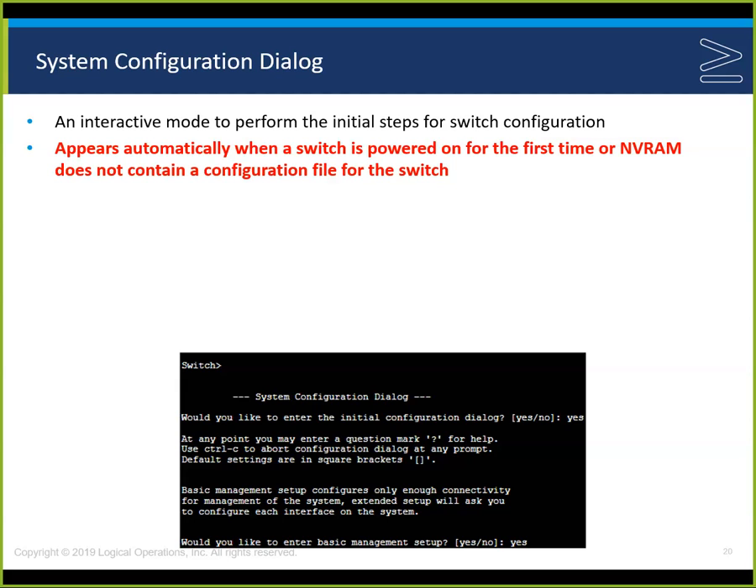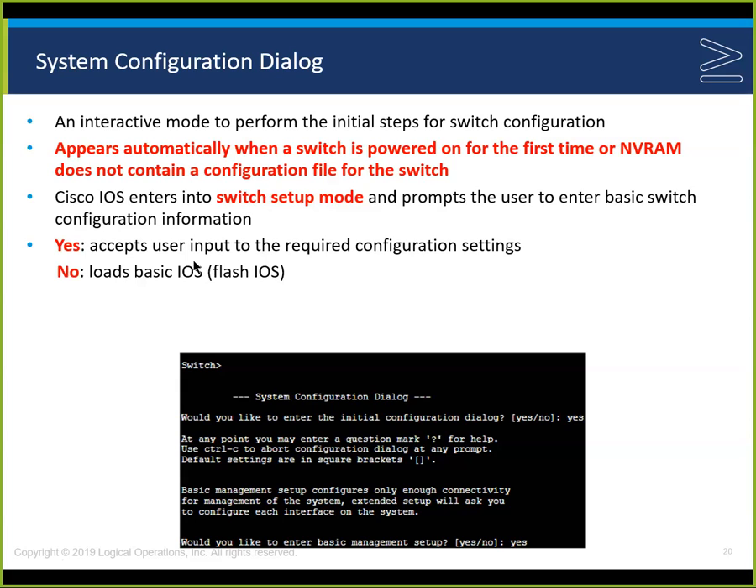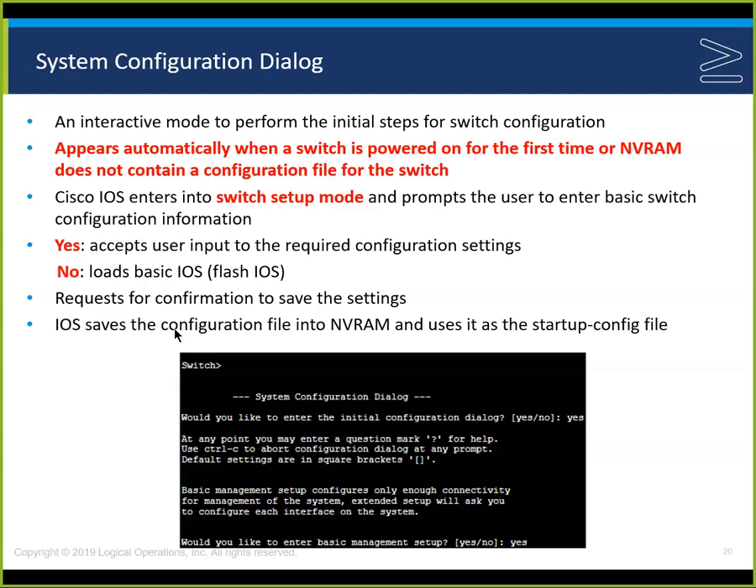And go back to the configuration register we looked at. One of the things it said was, look to see if there is an NVRAM startup configuration file, and if there is, load it. If there's not, then we go into this setup mode here. It enters the switch setup mode and prompts the user to enter some basic switch configuration. I want to do that here in just a second. Yes accepts the input. No loads the basic IOS into Flash, and requests confirmation to save the settings, and then the IOS saves the configuration file into NVRAM.